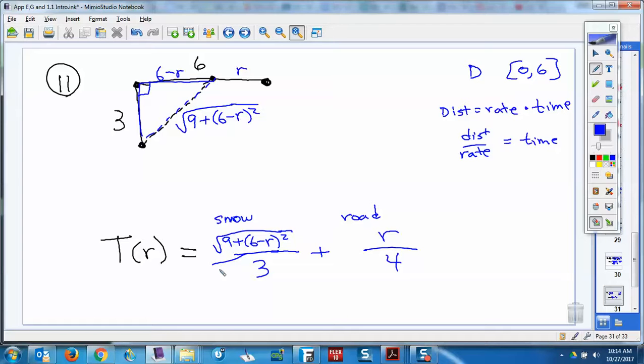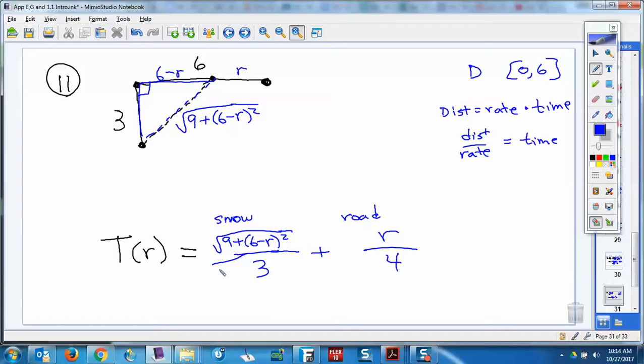So now we have an equation. We have a function for his time. And we know it's time because time is distance divided by rate. That's his distance on the road, his rate on the road. This is his distance in the snow. This is his rate in the snow. Add those together, that's his total time.